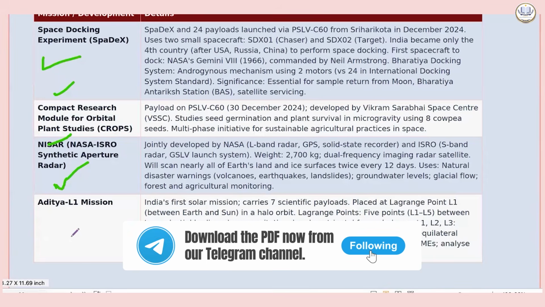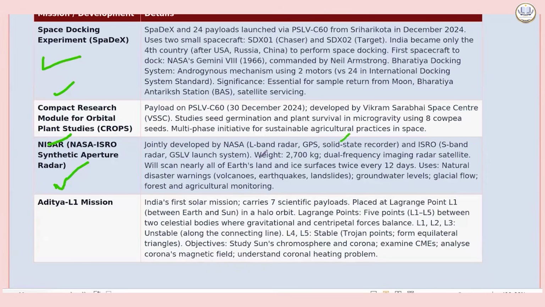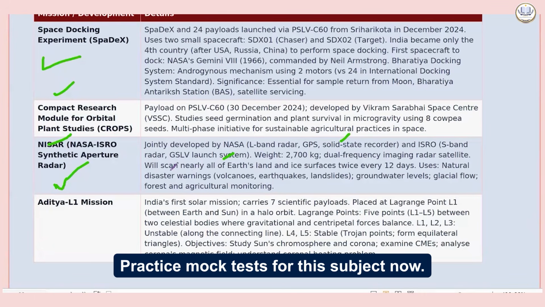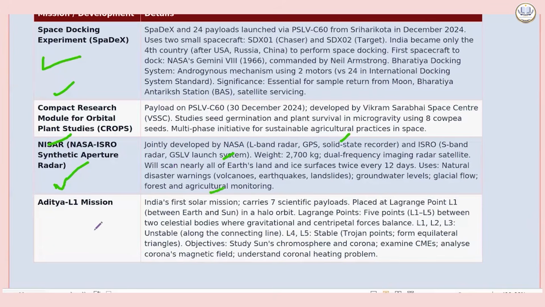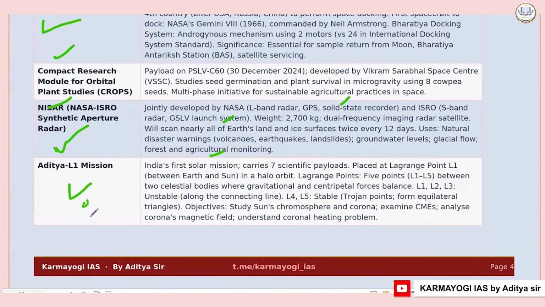Weight is 2,700 kilogram, dual frequency imaging radar satellite will scan nearly all of Earth's land and ice surfaces twice every year, every 12 days. Uses: natural disaster warnings like volcanoes, earthquakes, landslides, groundwater levels, glacial flow, forest and agriculture monitoring. Then we have Aditya L1 mission, that is India's first solar mission. It carries 7 scientific payloads placed at the Lagrange point.